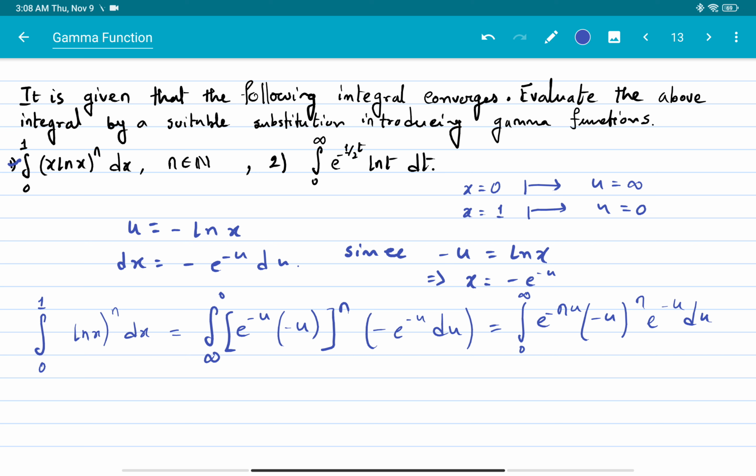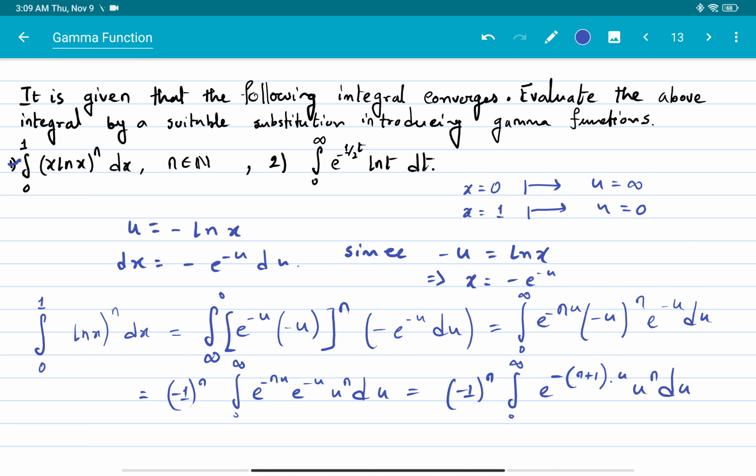So this minus 1 to the power n will be outside of the integral, so it will be 0 to infinity e to the power minus nu, e to the power minus u, u to the power n du, equals to minus 1 to the power n, integral 0 to infinity, and we'll write e to the power minus n plus 1 times u and u to the power n du.